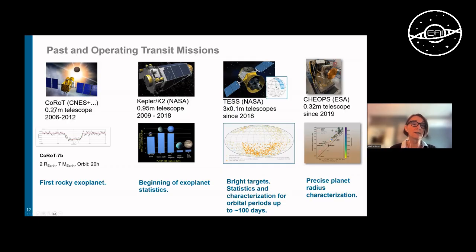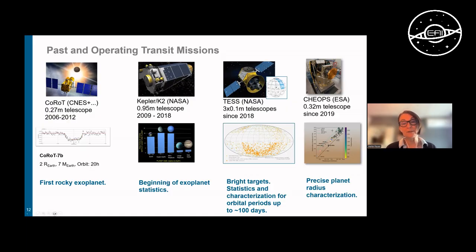CoRoT was a small satellite led by the French space agency CNES, together with a few European countries and ESA, orbiting until 2012. And the big milestone of CoRoT was the first detection of a rocky planet outside the solar system. This was CoRoT-7b, 2 times the size of Earth, but with an orbital period of only 20 hours. So in terms of astrobiology and habitability, definitely not habitable, but it was the first one of its kind.